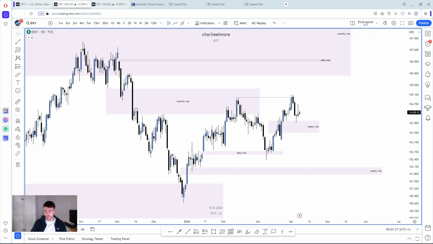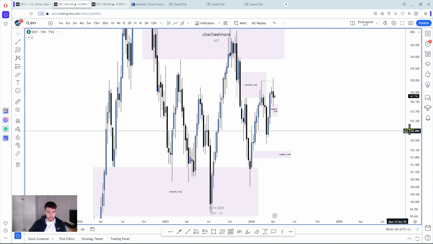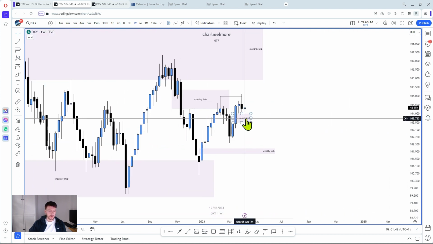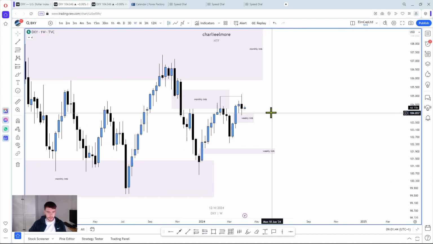Okay, so it is the 8th of April 2024. I'm going to be starting on the dollar index, the US dollar, to begin with. If we go to the weekly just for a moment, we can see that last week we tapped into this weekly imbalance.